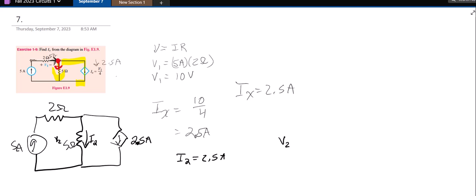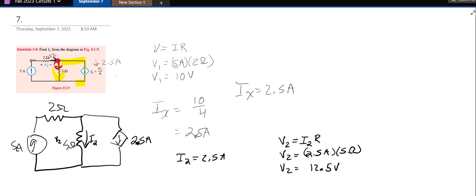I can. V2 has to equal IR, but in this instance the I is I2, because that is the current going across that 5 ohm resistor. So V2 has to be 2.5 amps times the resistance, which is 5 ohms, or V2 has to be 12.5 volts. So the voltage has to be 12.5 volts.